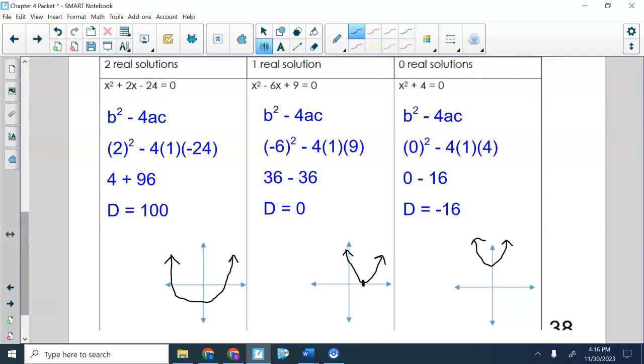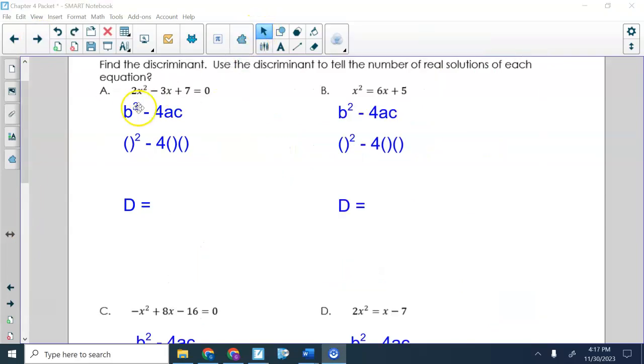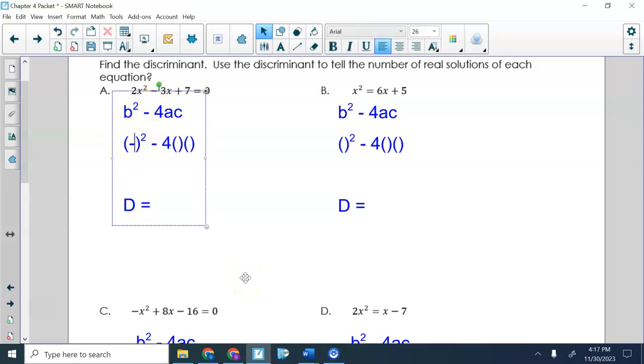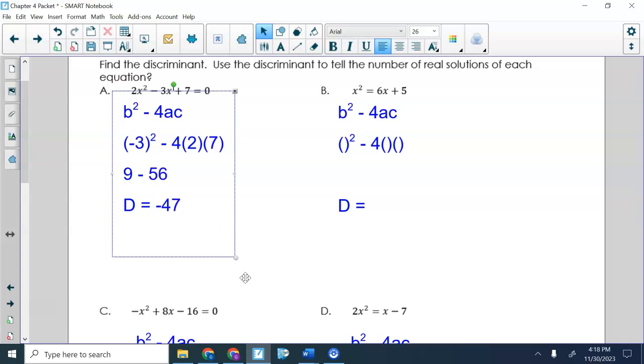All right, so let's practice a couple. So flip it over to the back. All right, so for this first one, it's already set up for us. So A is 2, B is negative 3, C is 7. So we go B squared minus 4 times A times C. So it becomes 9 minus 28 times 2 is 56. So discriminant would be negative 47. So when it says how many real solutions will we have, we will have 0 real solutions.